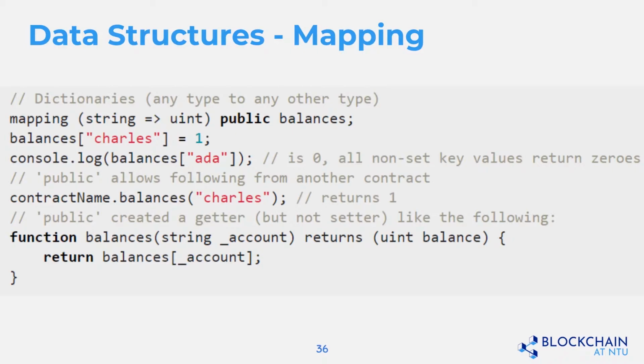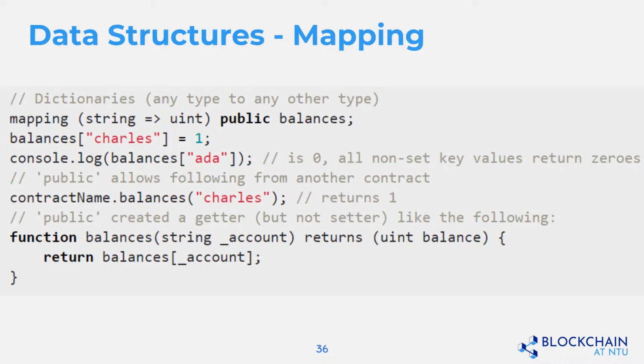Does public imply that this key can be used by other smart contracts? Yes, public here means that it can be accessible from other contracts. From another contract, you can call balances and a key to find out what's the value that's stored inside this mapping.